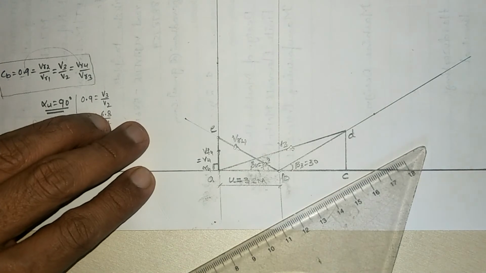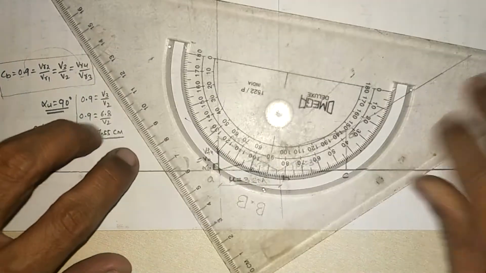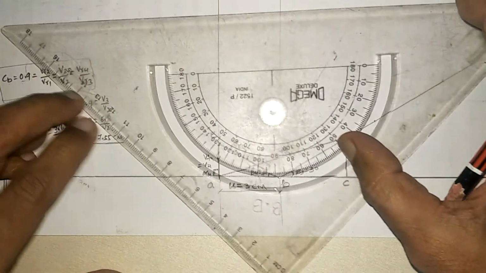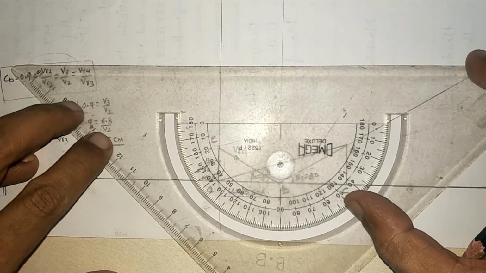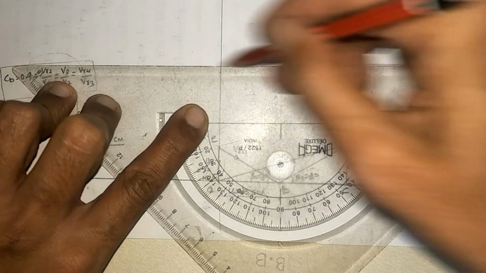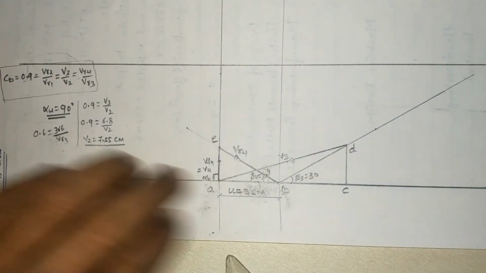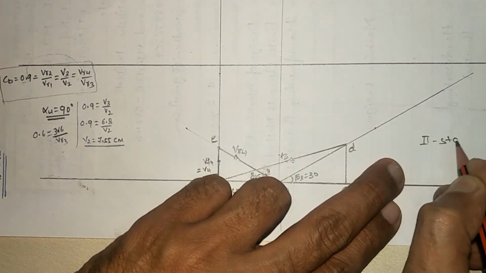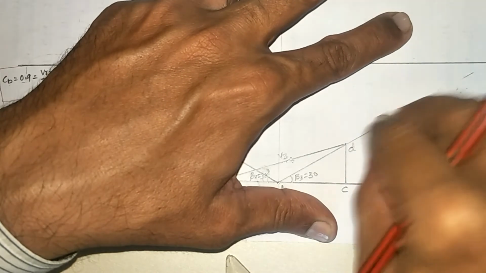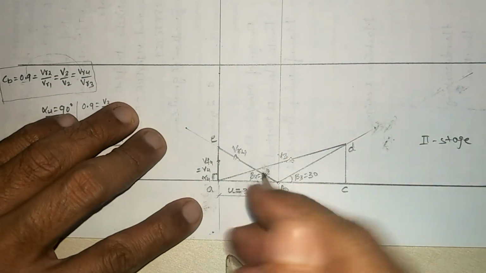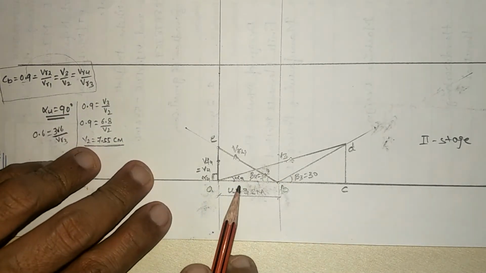Here again I am going to draw one more horizontal line, as you can see. This is one more line I am going to draw here, because I need to draw the velocity triangle for first stage. This is for second stage. This angle is alpha 3.